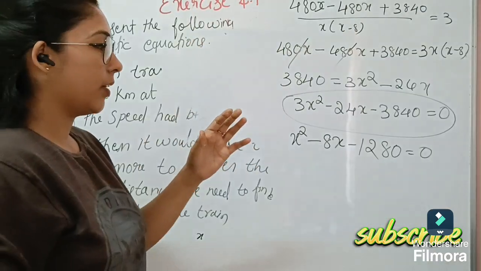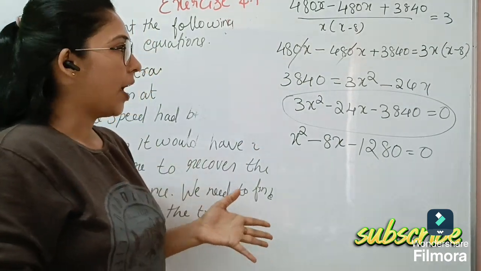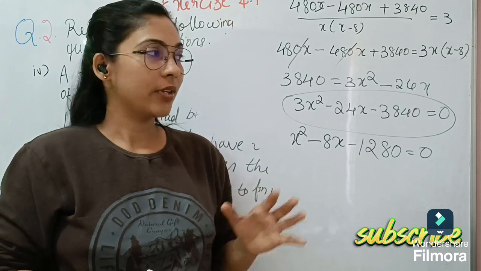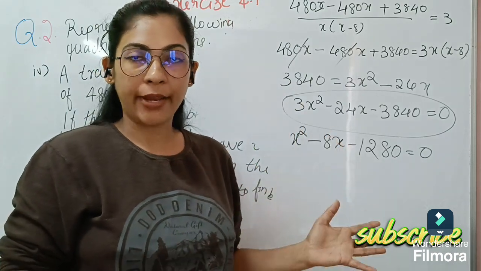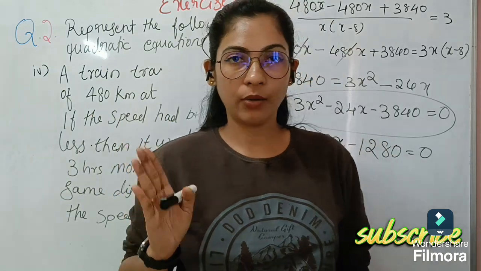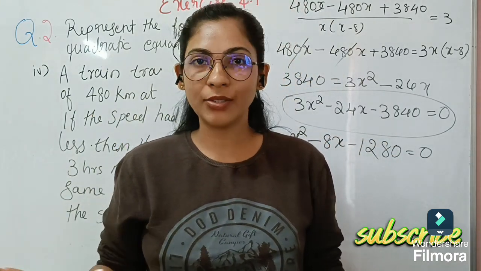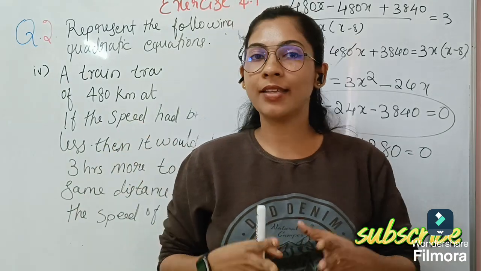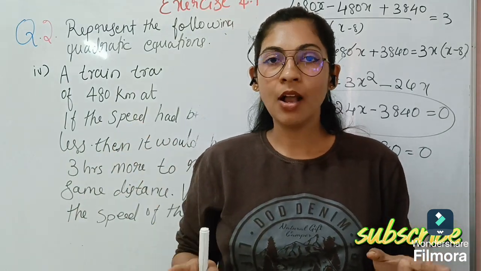So this is the equation for the question, and these are very important questions. So you have to read the question carefully and practice this question very well. Without practice we can't do anything on the paper. So practice it correctly, and exercise 4.1. Hope it is clear for you.